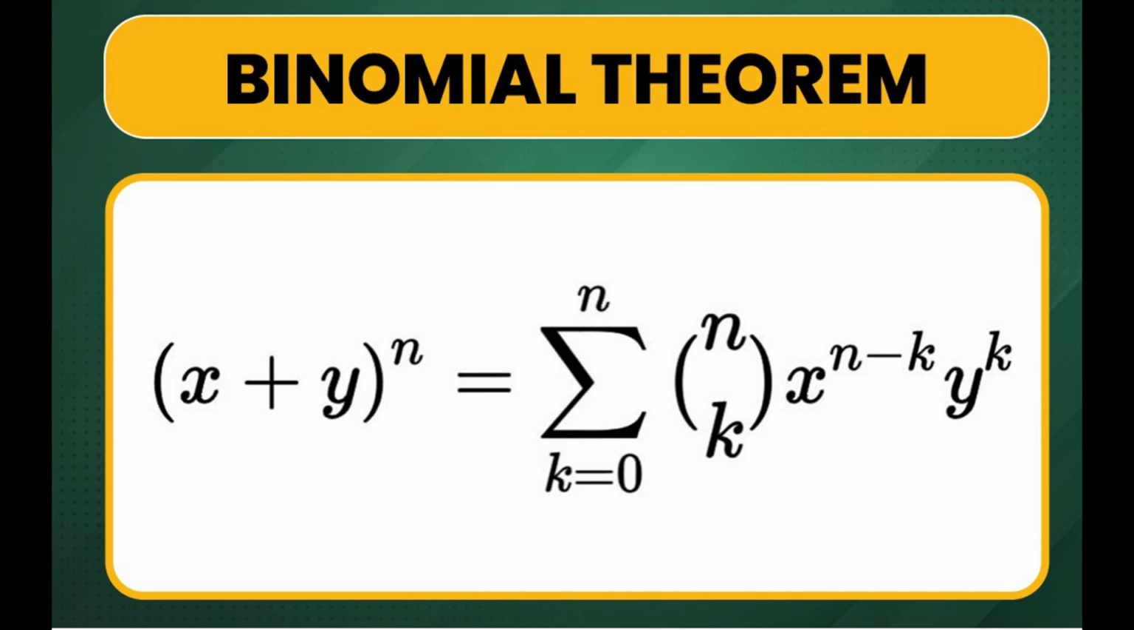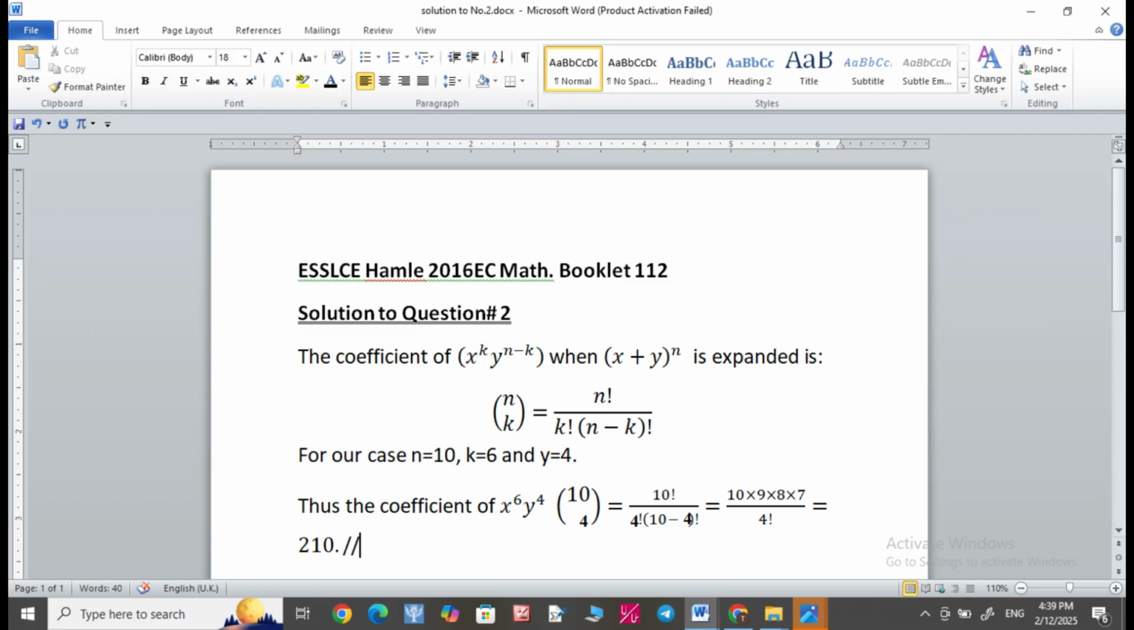x plus y raised to n is given by the summation of the combination of n objects taken k at a time times x raised to n minus k times y raised to k. In our case, n is 10, k is 4, so x raised to n minus k is x raised to 6 times y raised to 4. So the coefficient of x raised to 6 times y raised to 4 is this binomial expression, 10 combination 4. So we have to evaluate this number. 10 combination 4 is equal to 10 factorial over 4 factorial times 10 minus 4 factorial. When we simplify this, we get 210. So the answer is C.